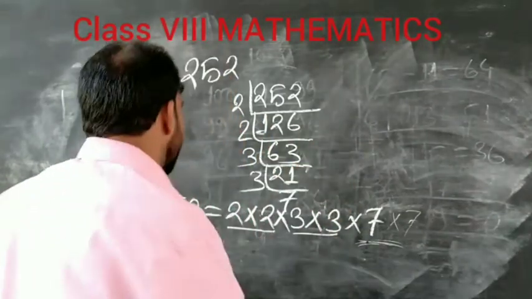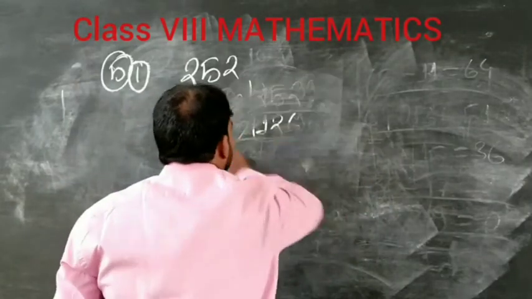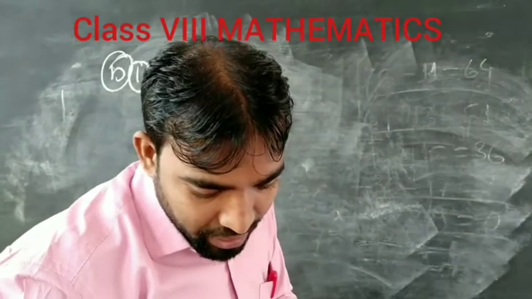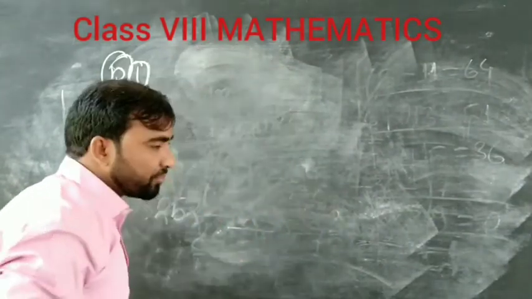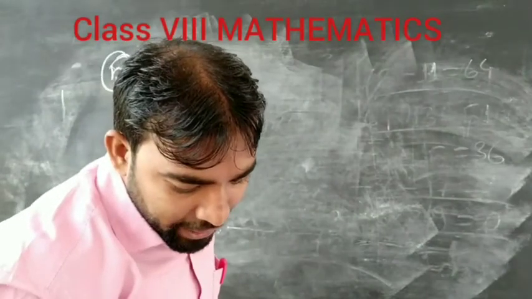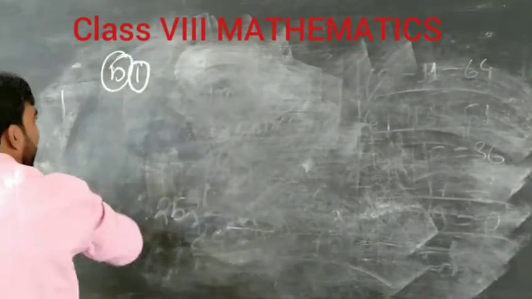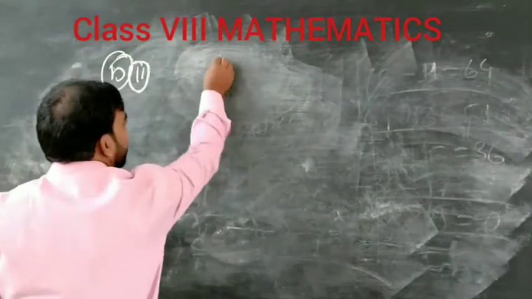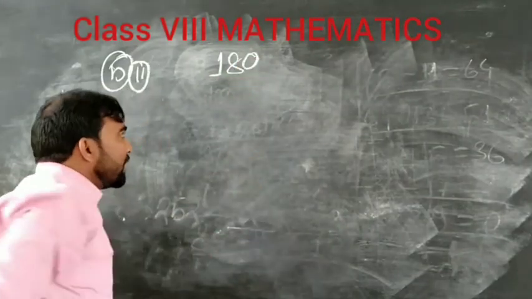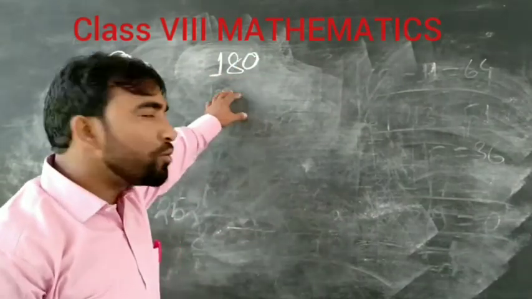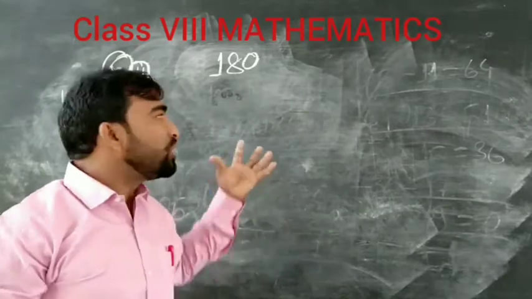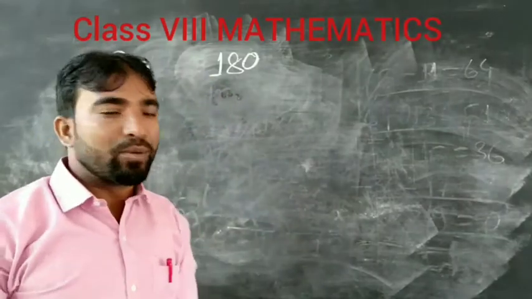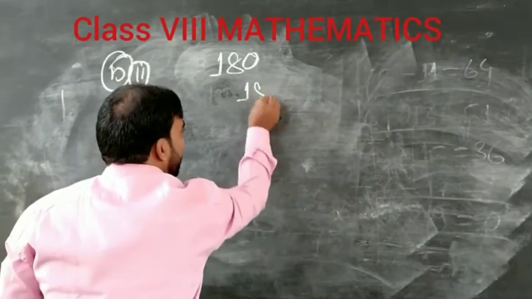Now let us see one more example. As for example, if we take 180, question number 5, sub question 2. The given number is 180. The given number is not a perfect square, and we have to find the smallest whole number by which it should be multiplied to get a perfect square, or by which it should be divided to get a perfect square. So we will do the prime factorization method.